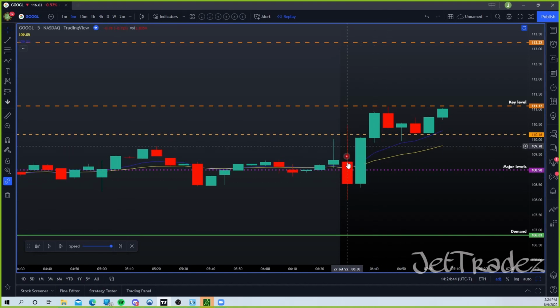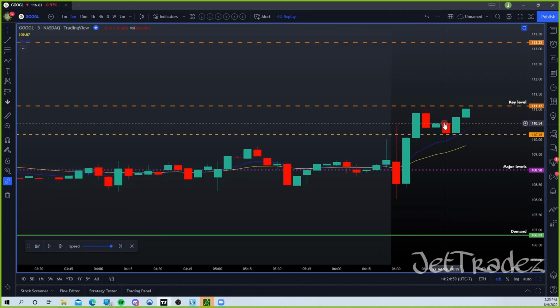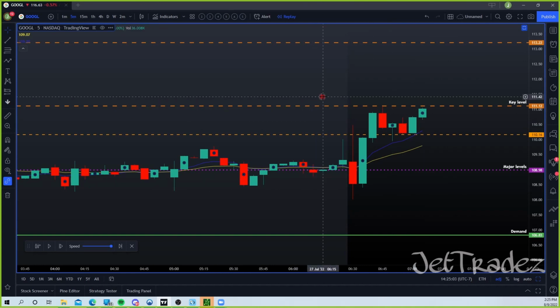Honestly, I wouldn't care. I would have entered right here. But you could have waited, be patient. You see a hammer come in here, and it would have popped up. Just know that your entry to exit will be below that 110.15, which a lot of people can't do. They go red and you get out. If you're having that issue, try to play with one contract. Try this with one contract and see how it works.